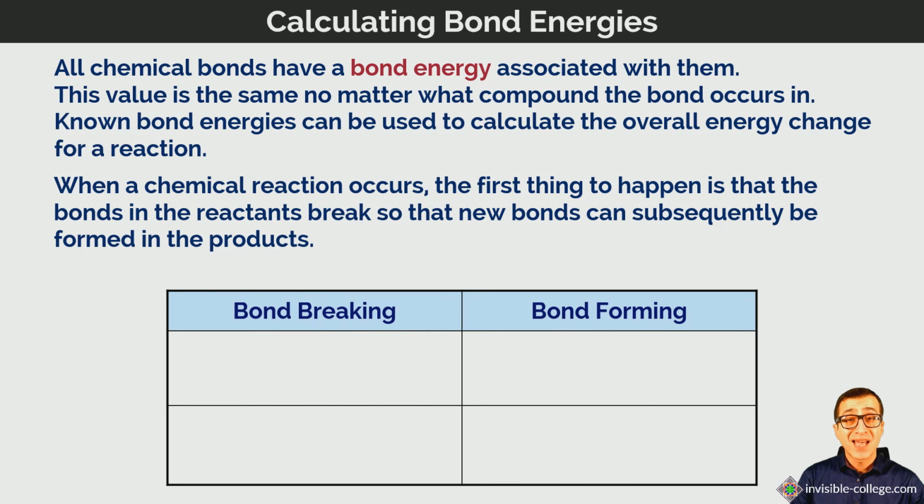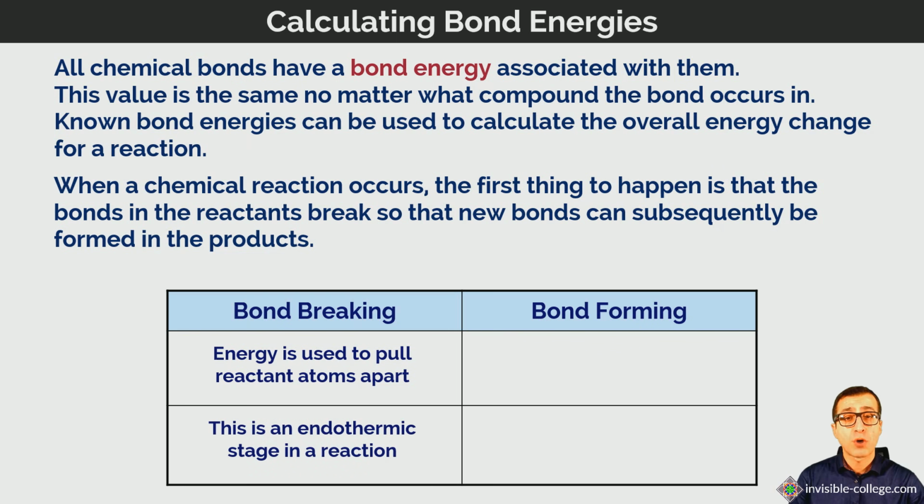Bond breaking is an endothermic process because energy is used to pull apart those reactant molecules and split apart those atoms to break the chemical bonds between them. So this is an endothermic process.